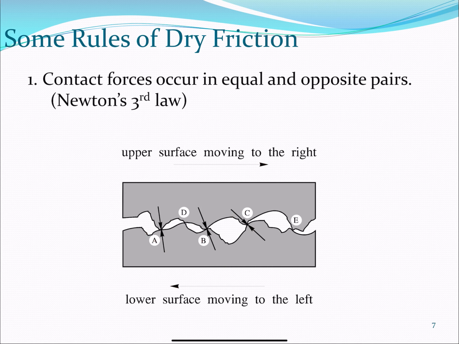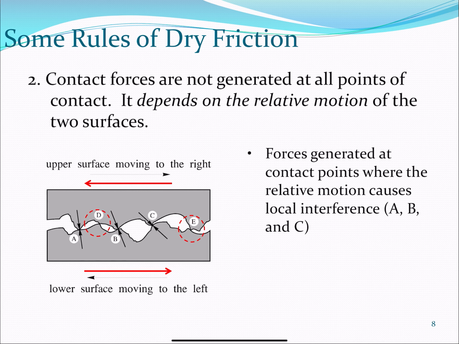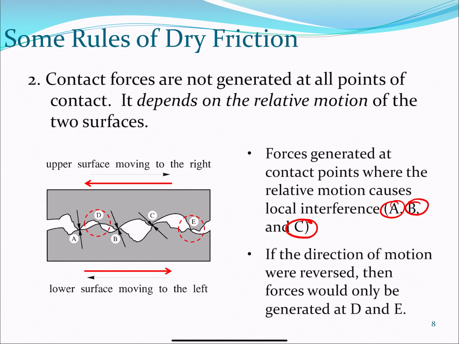And then what we discussed: when we change the sign of the movement, some of those contact forces will switch to other points of contact. So forces are generated at contact points, where the relative motion causes local interference, A, B, and C. If we reverse the movement, we may engage a different set of points, for example, in this case, D and E. For a typical body, there is a roughly equal number of contact points in the two directions.